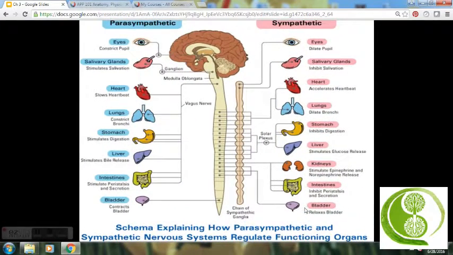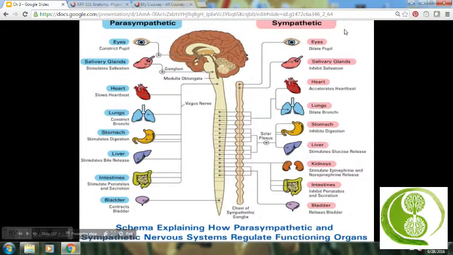Okay, so this is a diagram of the parasympathetic and the sympathetic, giving you a side-by-side comparison of what's going on. With the parasympathetic, we said the pupils constrict, salivary glands stimulate, the heart slows down, the lungs constrict, the stomach begins digestion, the liver stimulates bile release, the intestines stimulate peristalsis and secretion, and the bladder contracts.